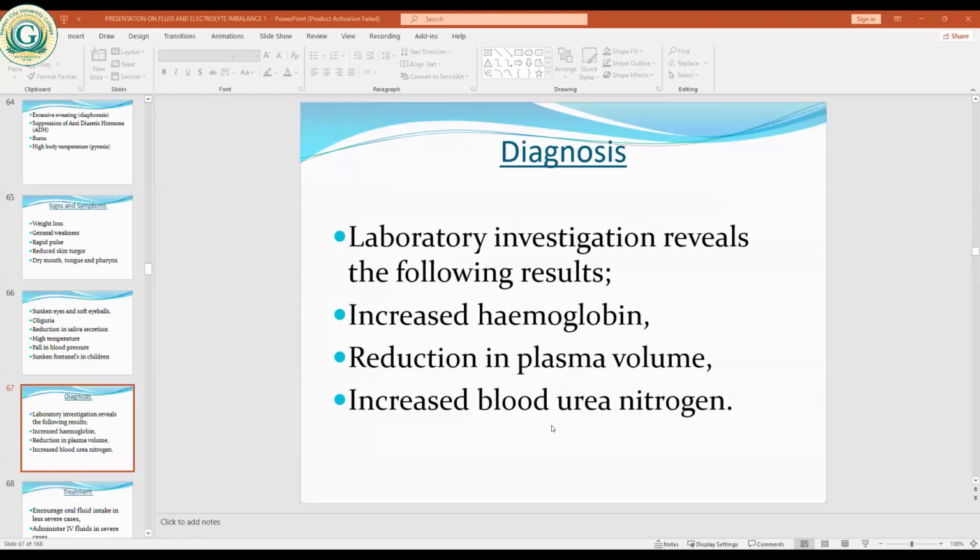So laboratory investigation reveals the following results. There'll be increased hemoglobin and reduction in plasma volume because of reduced blood. Once you are losing fluids, you are losing it from the plasma volume. Increased blood urea nitrogen and creatinine. You need good blood volume to flush the kidneys. Once the blood volume is low, the wastes are retained. So there'll be increased urea, nitrogen, and creatinine.